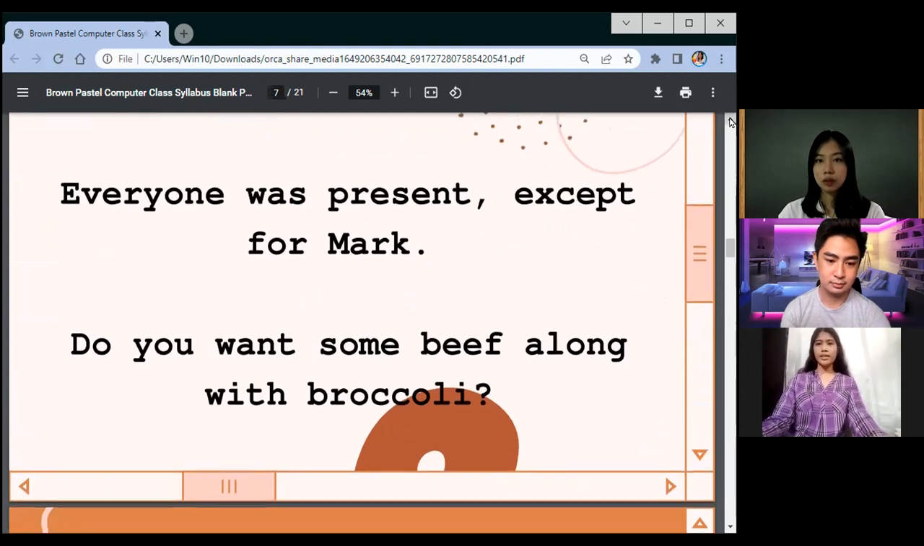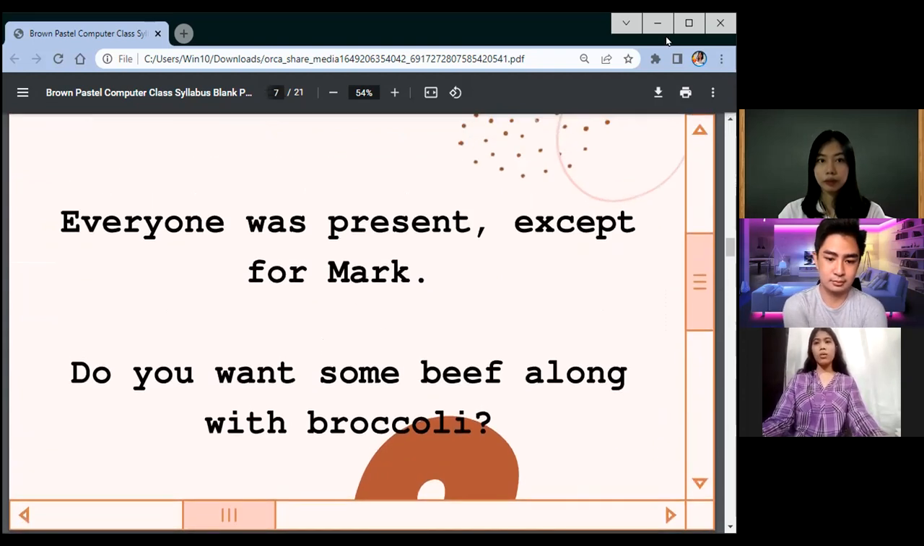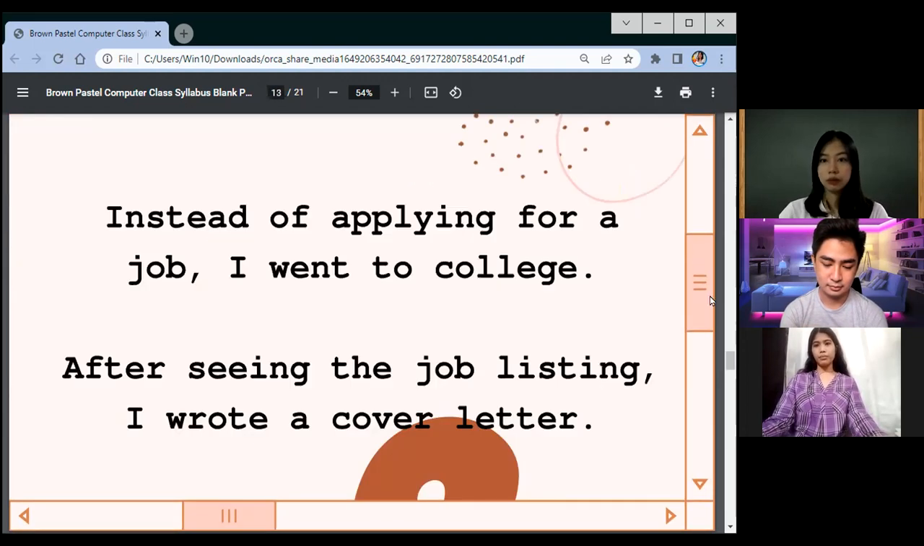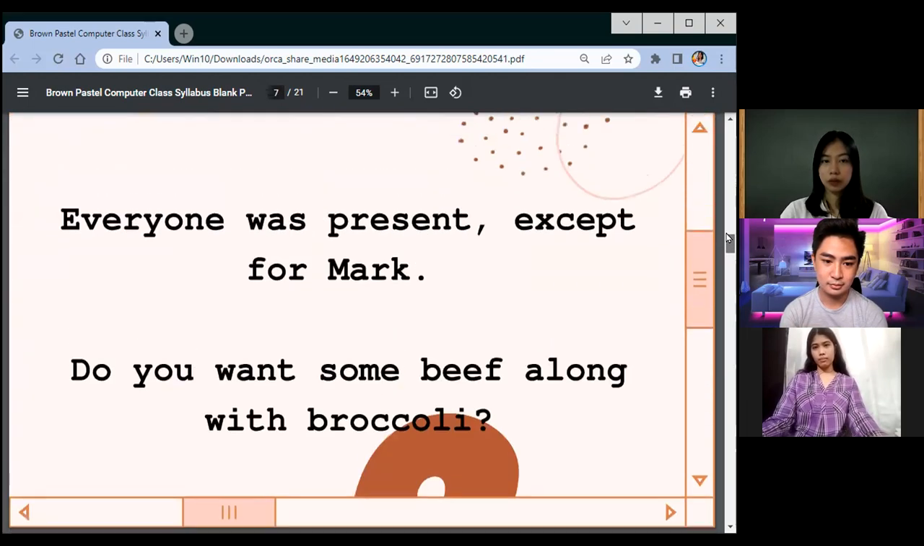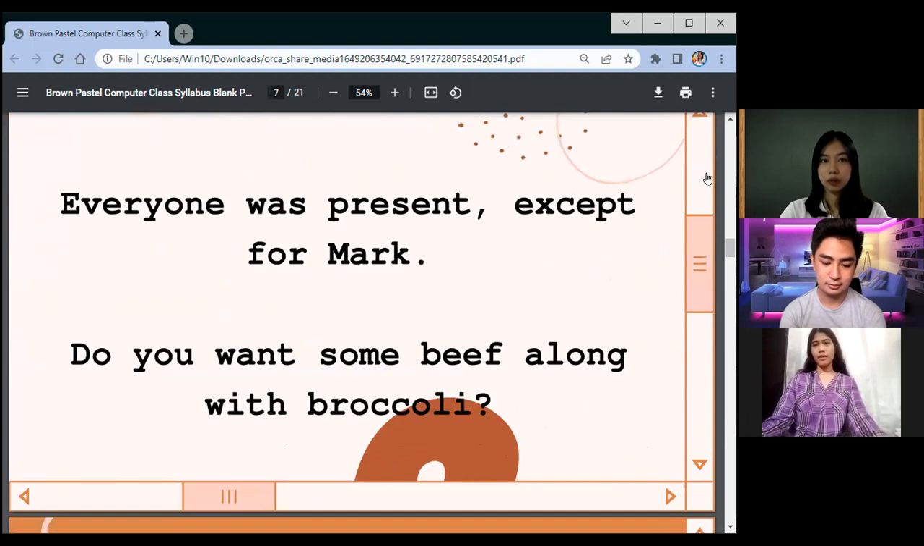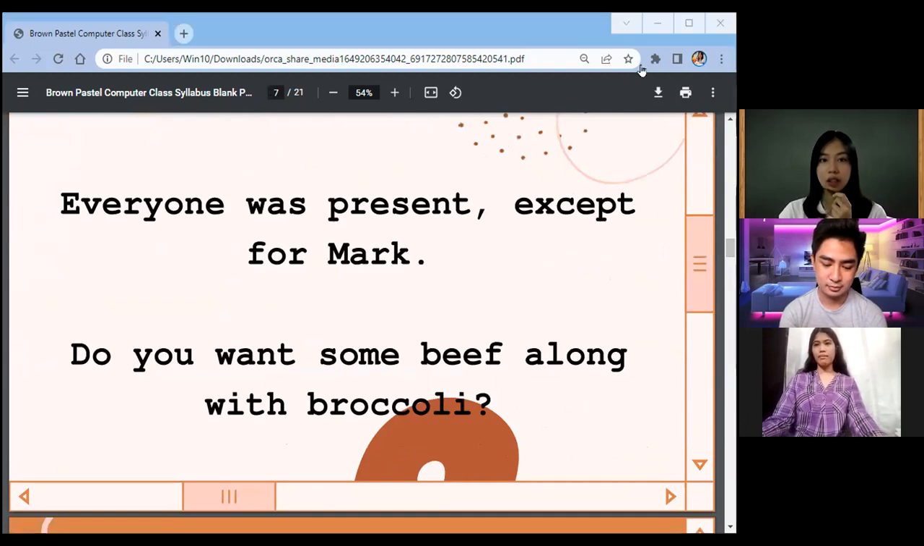I'm going to read the sentences again and I'll call someone to identify the complex preposition here. So for the first sentence, everyone was present except for Mark. Let's have Miss Kalimlim. My answer po is except for. Very good. How about the second sentence?